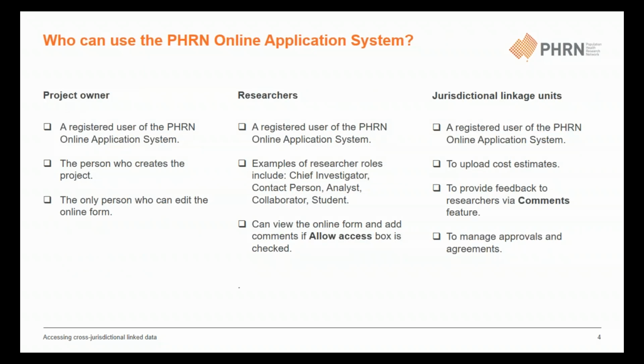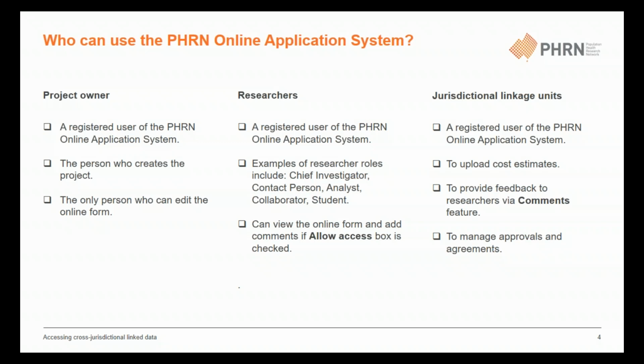Okay, and just thinking about who can use the online application system. Anyone with an email address, and it's preferable if it's a university or research institute email address, or a government health department. Anyone can use the PHRN online application system. So anyone can register to be a registered user, but there are different types of users, and I'll just run through the different types now.